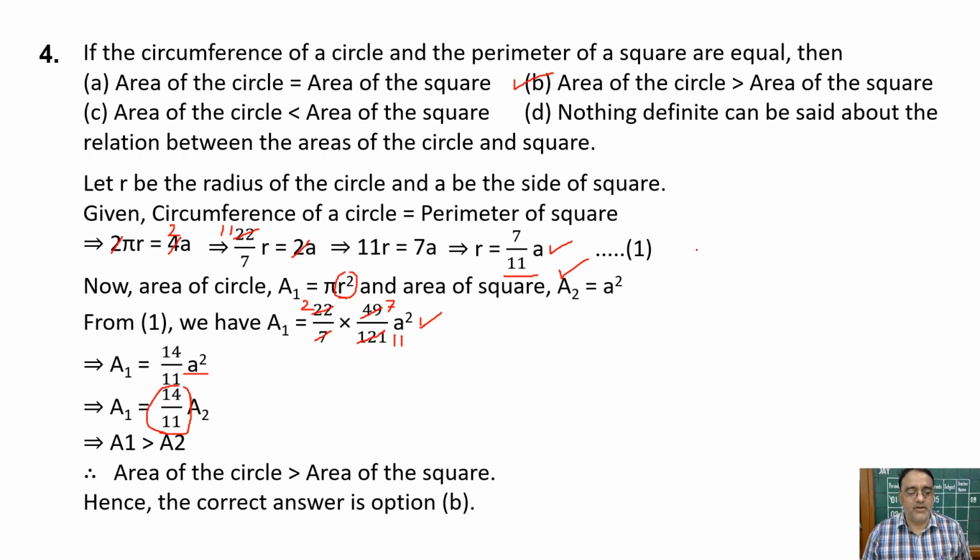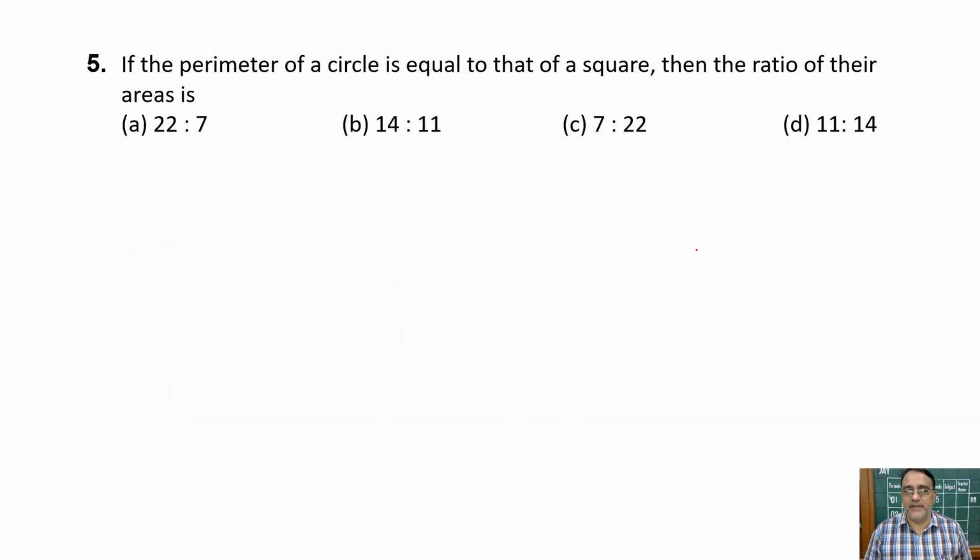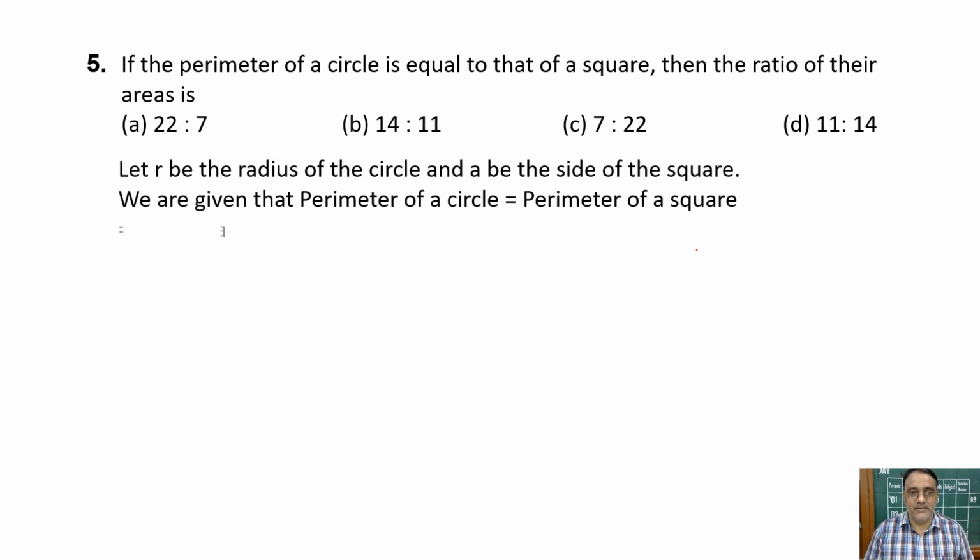No. Okay, so now we are moving to question number 5. If the perimeter of a circle is equal to that of a square, then the ratio of their areas is. So again the same thing is given, 2 pi r is equal to 4a, right? 2 pi r is equal to 4a. So here what will we do? Ratio of their areas. Okay, fine. So what will a be? Look, first let us cancel this. So we'll get a is equal to pi r by 2. This is clear?